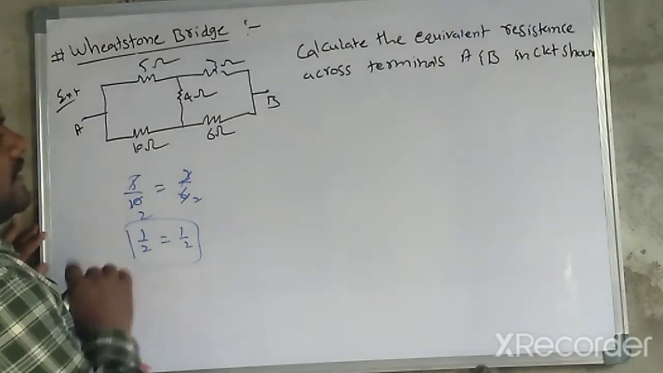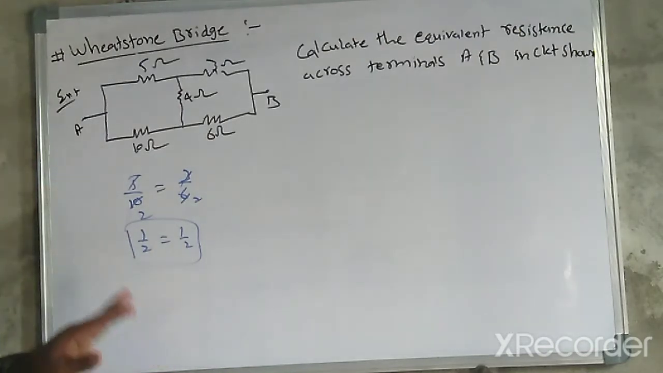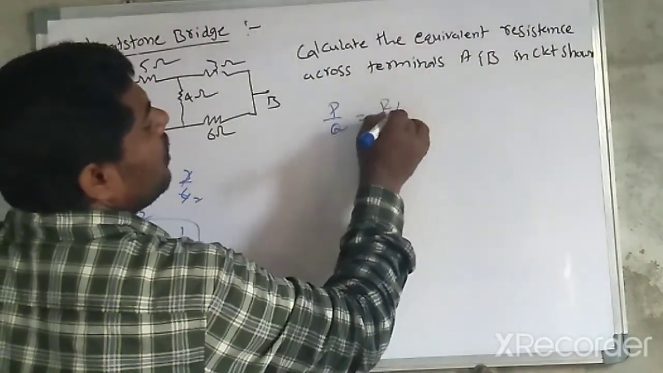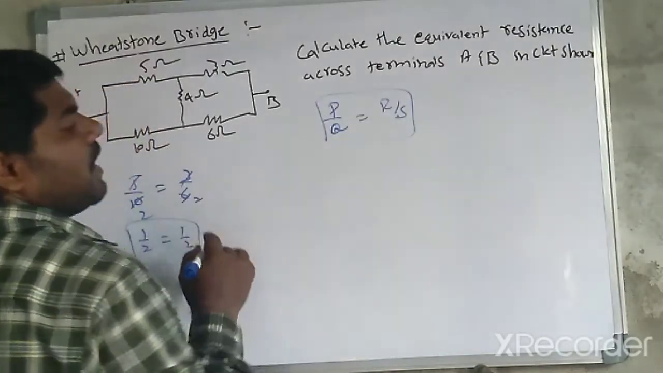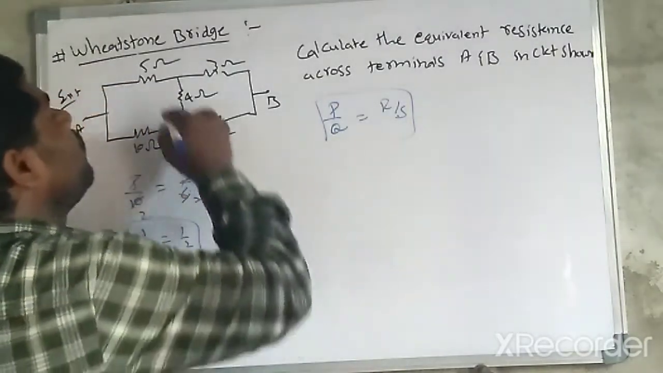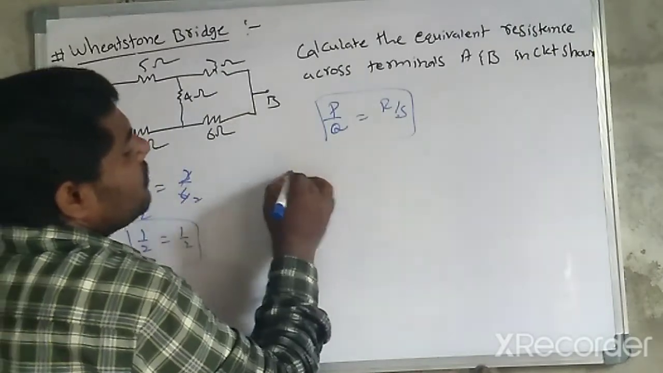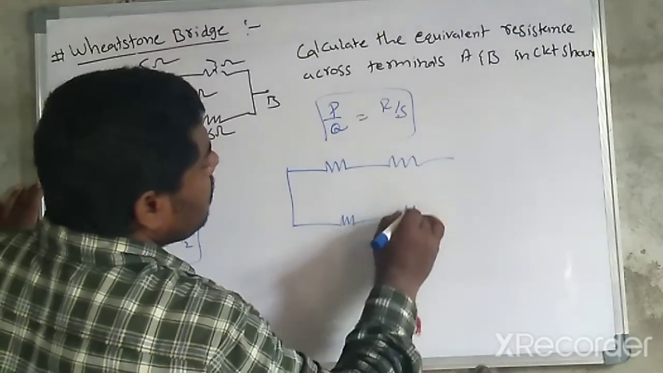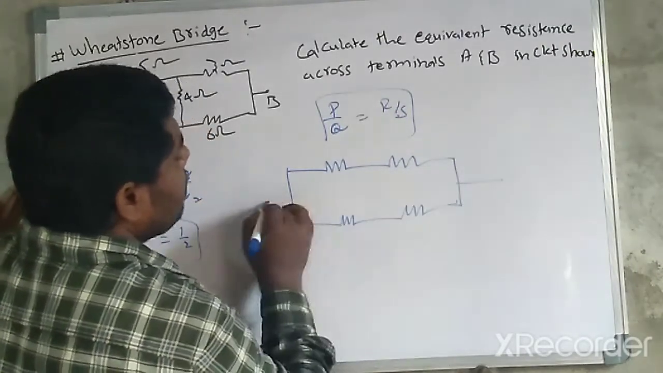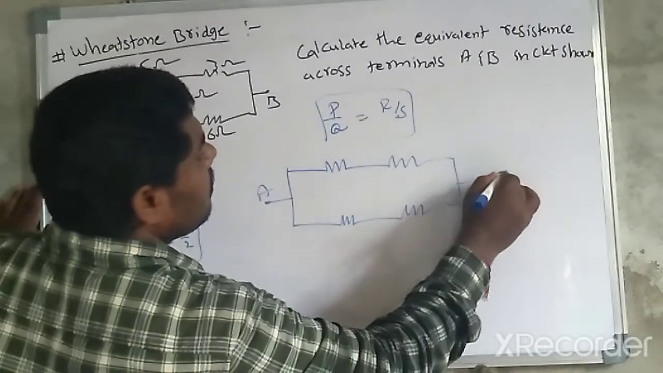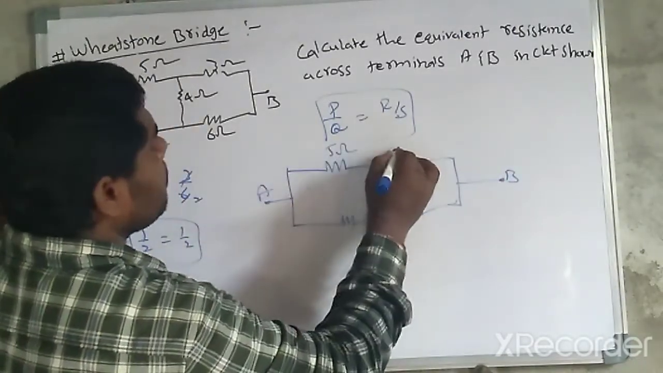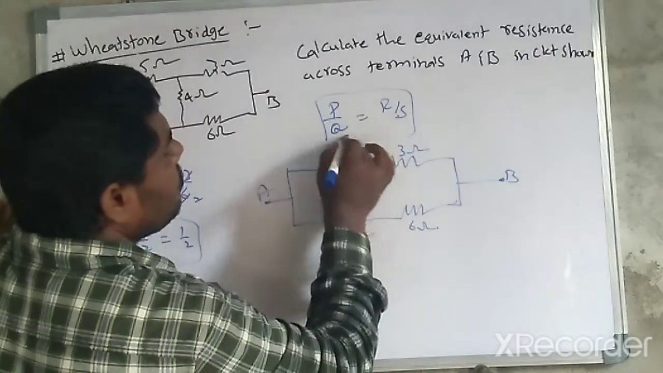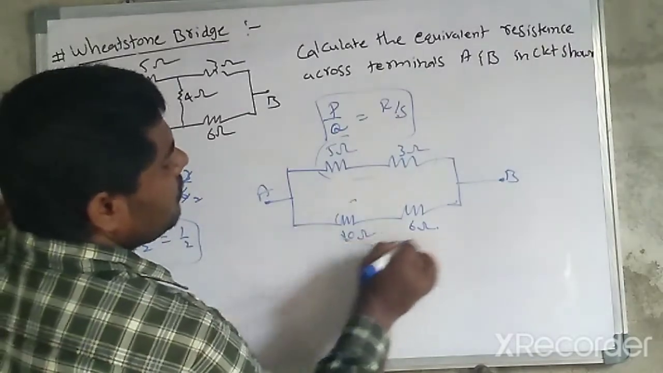According to the Wheatstone bridge balancing condition, P by Q is equal to R by S. So as it is balanced, you may remove the middle one, and the remaining circuit is like this. This is a 5 ohm, this is a 3 ohm, this is a 10 ohm, this is a 6 ohm. Now these are in series.